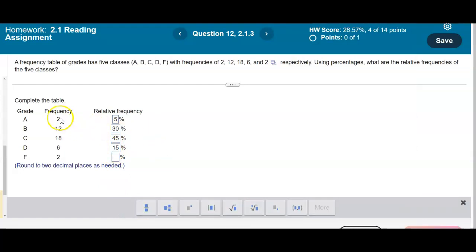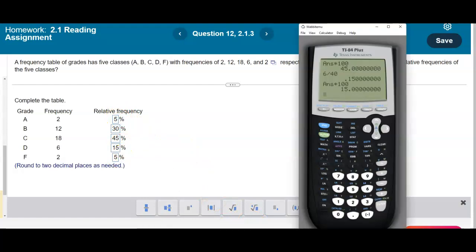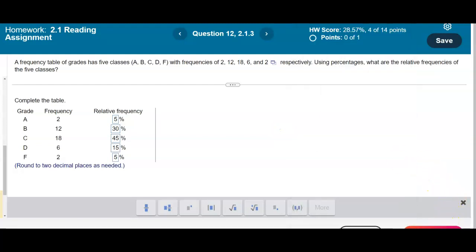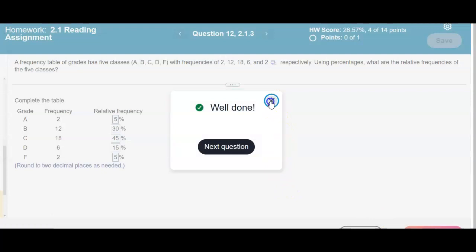And then we also know from the previous one for 2 that it represents 5%. Now before I check my answer, I want to make sure that when I add them all up, it should equal 100%. Let's go ahead and try that out. 5% plus 30% plus 45% plus 15% plus 5% gives us 100. So let's check our answer, and there is our result.